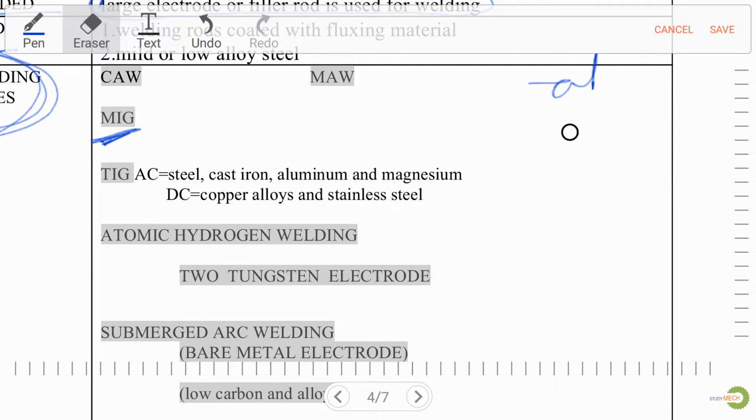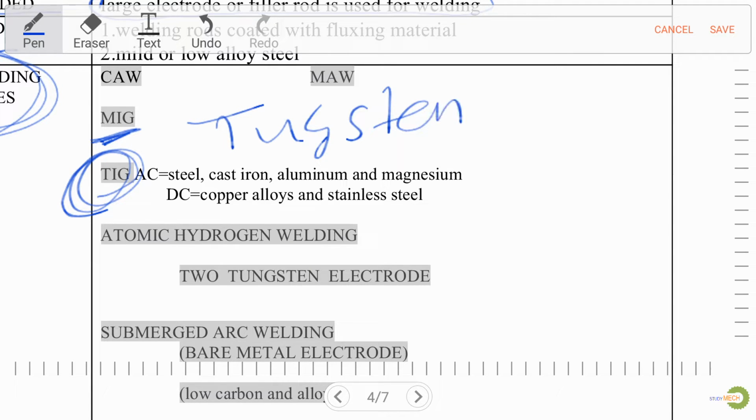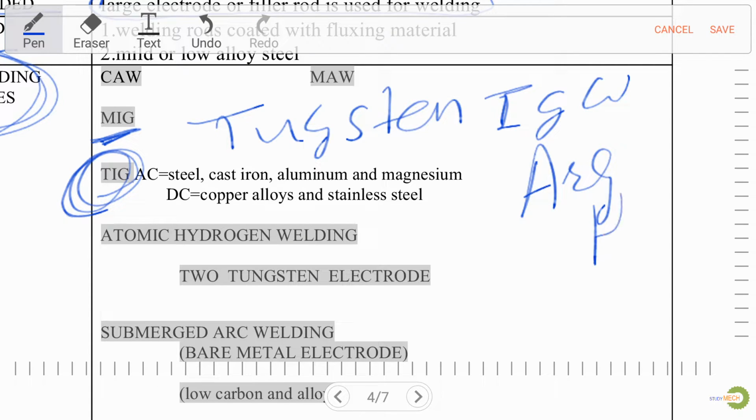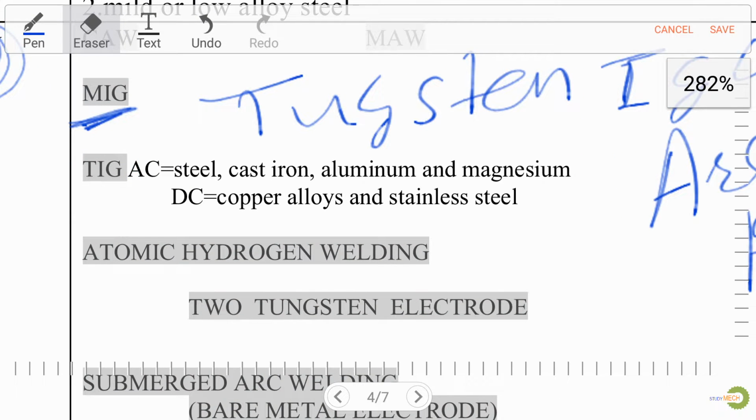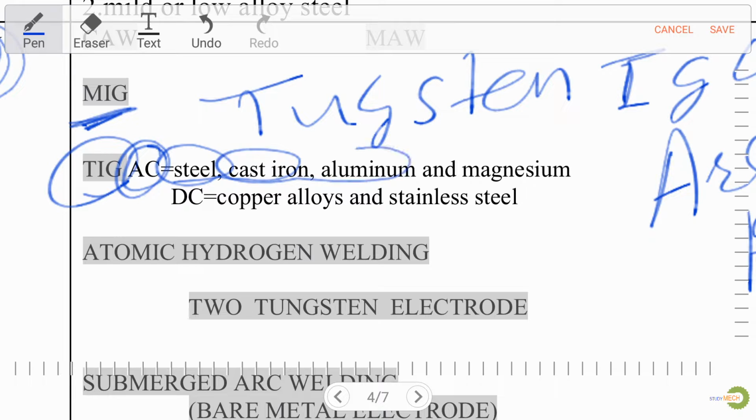Let's move to the next detail. TIG stands for tungsten inert gas welding process. So here the inert gas used is argon and helium, that we know. Now over here, in the tungsten inert gas welding process, alternating current is used for steel, cast iron, aluminium and magnesium, and direct current is used for copper alloy and stainless steel.